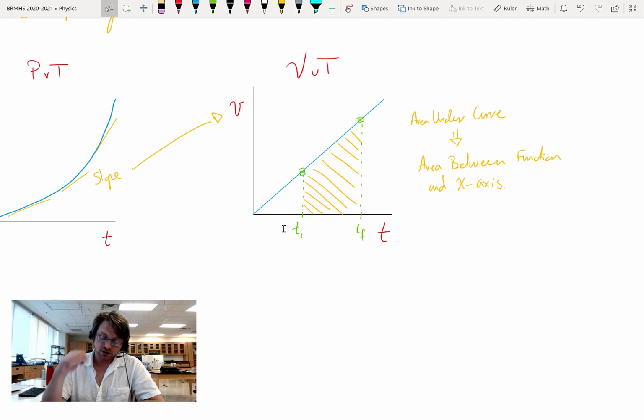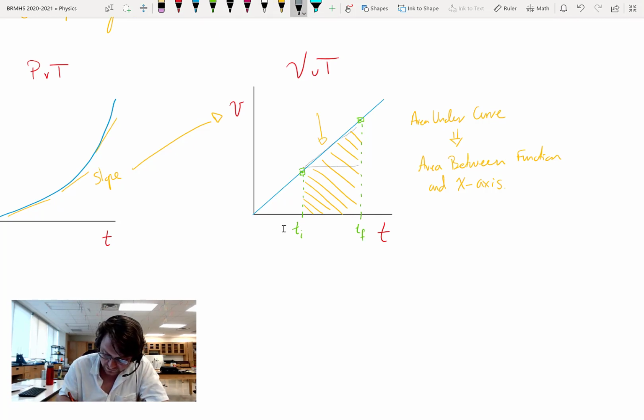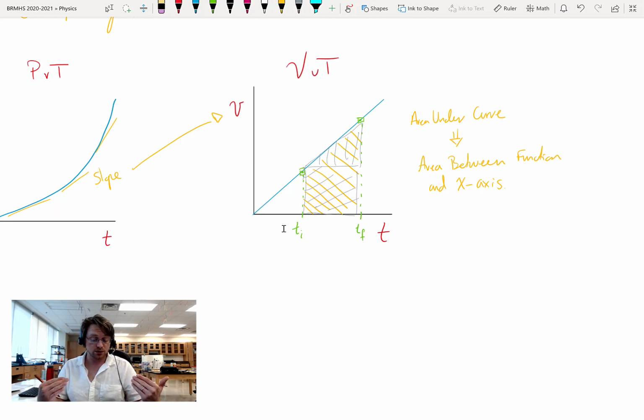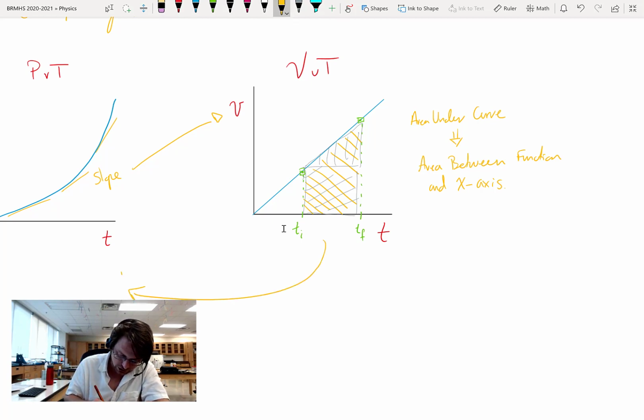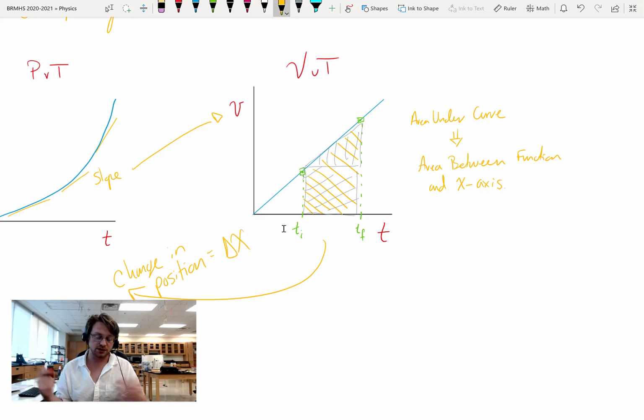If you find the area under the curve here, this is technically a trapezoid, but you could break it up into a triangle like that. You could find the area of that triangle, and then you could find the area of this square down here. Whatever. You could also use a trapezoid formula for the area. When you find the area under the curve on a velocity versus time graph, you have discovered the change in position of that object. Change in position, which is going to be the same as delta x in this case, because we're traveling horizontally in the x dimension.